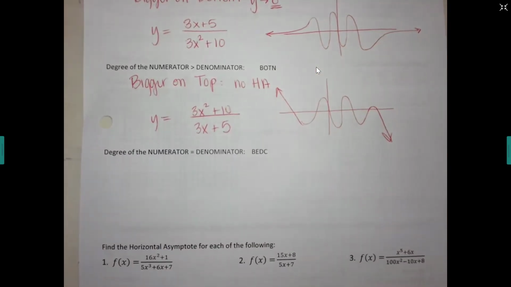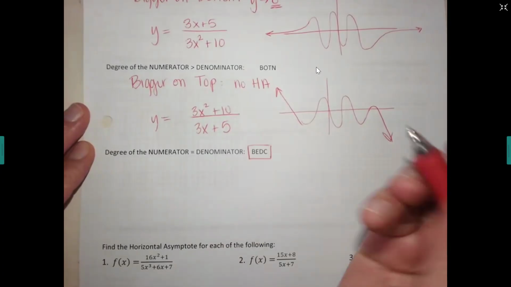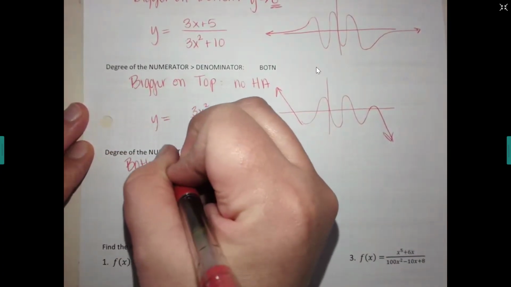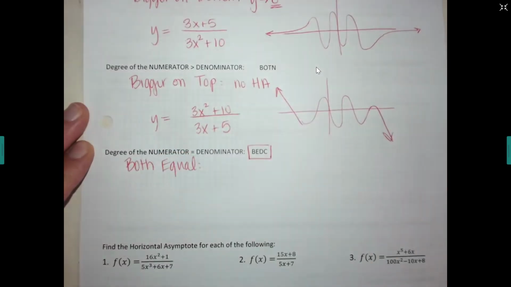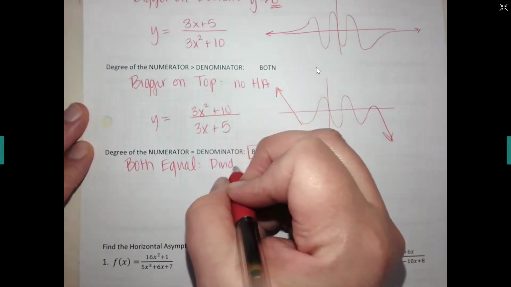Now, just like we talked about with even and odds, they could point the same way. They could point opposite ways. Okay, but the point is they're not flattening out towards anything specific. Okay? All right, last one is a BEDC. Okay, so the bottom could be bigger, the top could be bigger, or they could both be equal. If they're equal, to find what they go to, you're going to divide the coefficients.